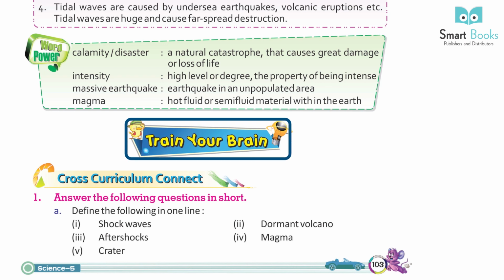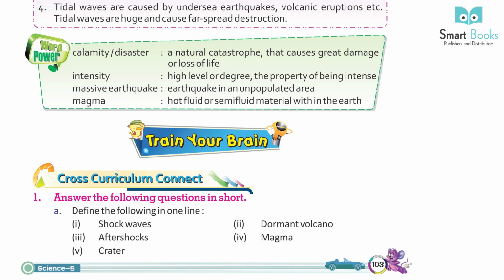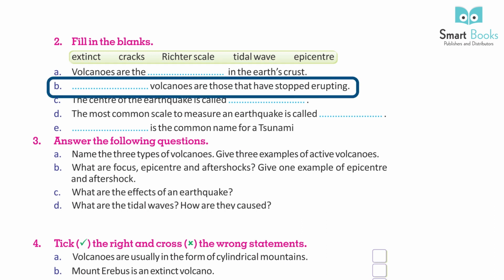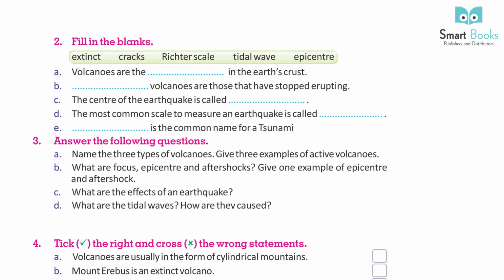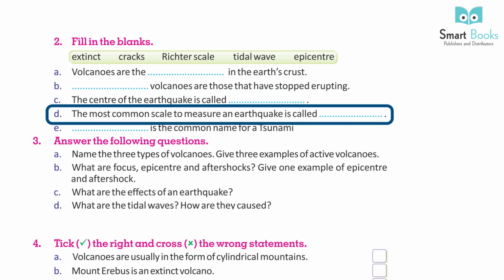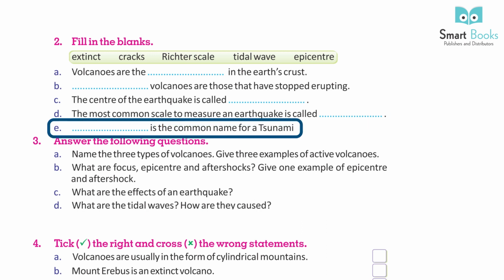Train your brain. Cross curriculum connect. 1. Answer the following questions in short. A. Define the following in one line. 1. Shock waves. 2. Dormant volcano. 3. Aftershocks. 4. Magma. 5. Crater. 2. Fill in the blanks. A. Volcanoes are the dash in the earth's crust. B. Dash volcanoes are those that have stopped erupting. C. The center of the earthquake is called dash. D. The most common scale to measure an earthquake is called dash. E. Dash is the common name for a tsunami.